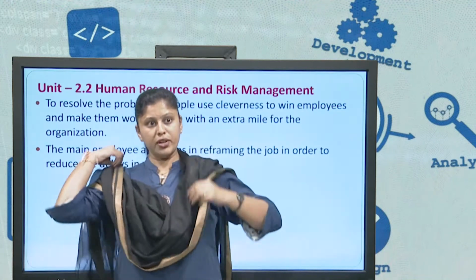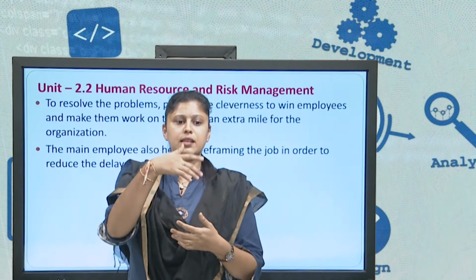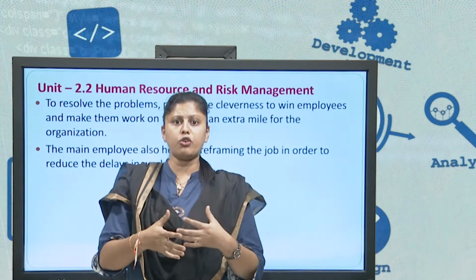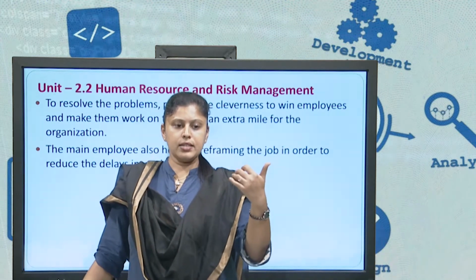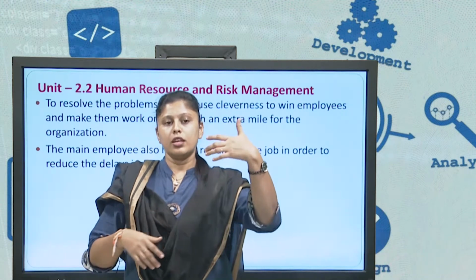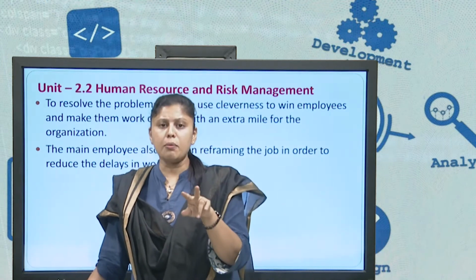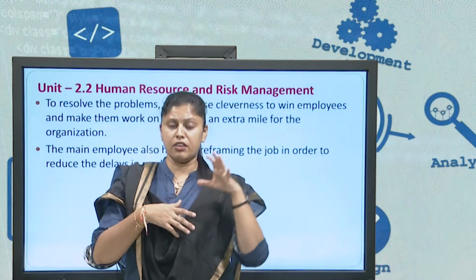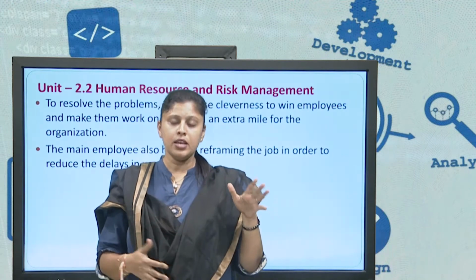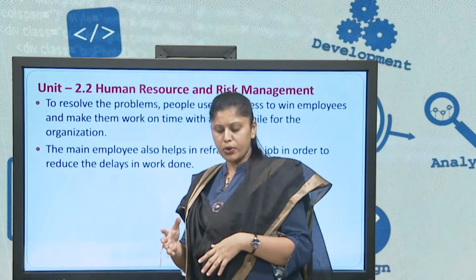If the main employee finds that an employee is going to take on more work and can work more for the company, then of course I am going to give a hike to that particular person. Maybe I'll reframe his job, I'll give him more responsibility, I will give him a bigger title in the company, alright. So that reframing of the job is also done by the main employee.